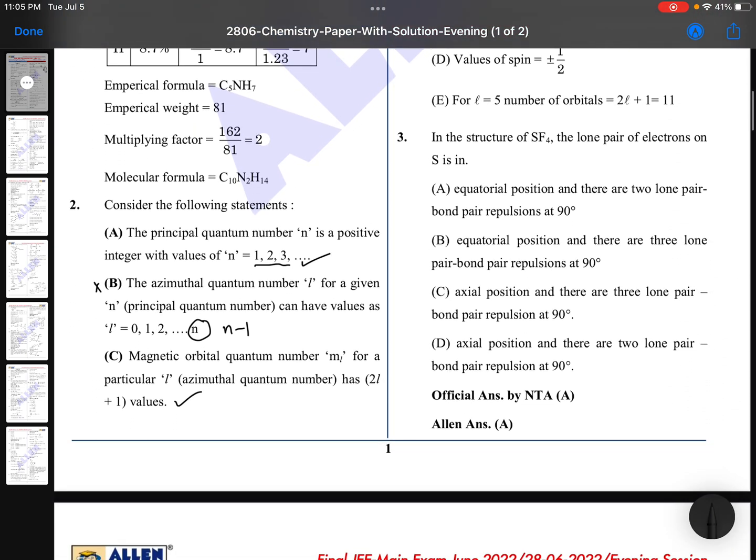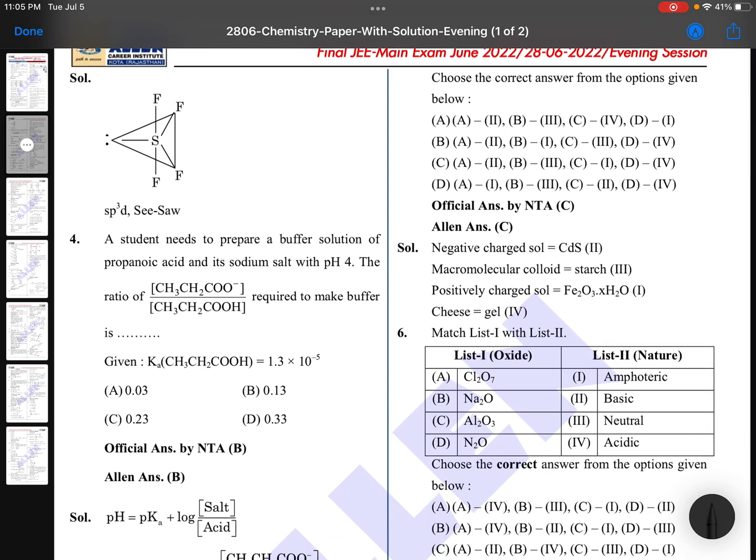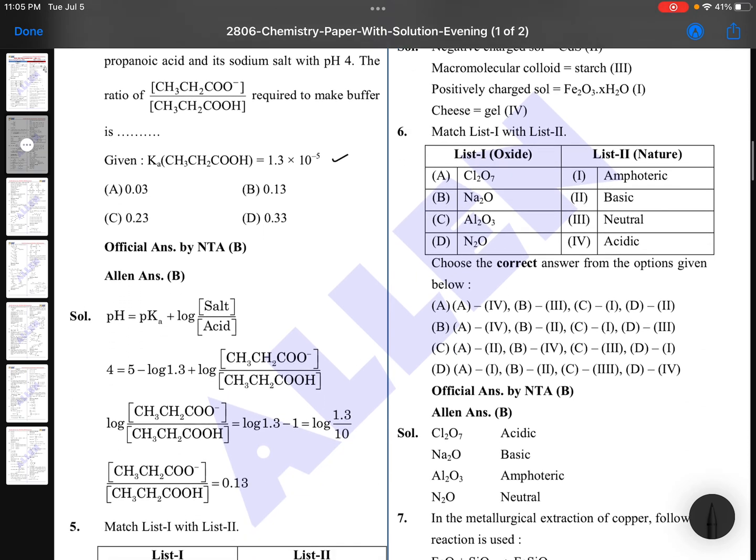In the structure of SF4, the lone pair of electrons, correct. We studied this question. I don't want to waste your time, I just wanted to make it in 2 or 3 minutes. Okay, now as soon as possible. A student needs to prefer buffer solution. We did this question too. Maybe some values here and there, but we did this question.